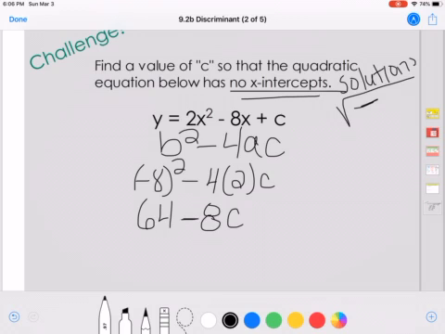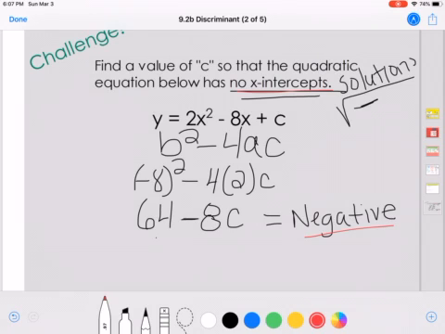Right, so we want to take 64 and subtract something so that we are going to get a negative number. We want this to equal a negative number. So whatever 8 times c is, it has to be bigger than 64. Well, since 8 times 8 is 64, our solution can be anything bigger than 8. It could be 9, it could be 10, it could be 20 or 40. As long as it's bigger than 8, it is going to cause that discriminant to be negative, which is going to cause us to have no x-intercepts.